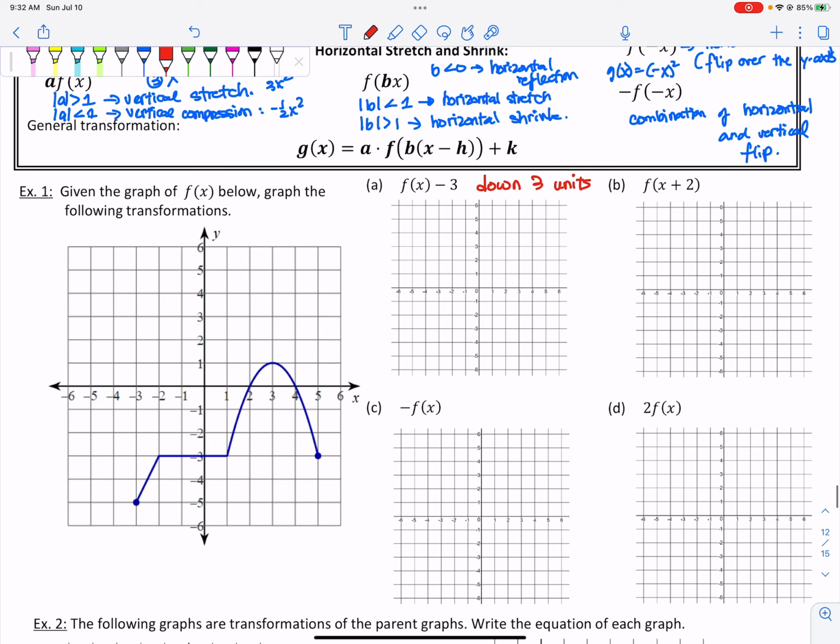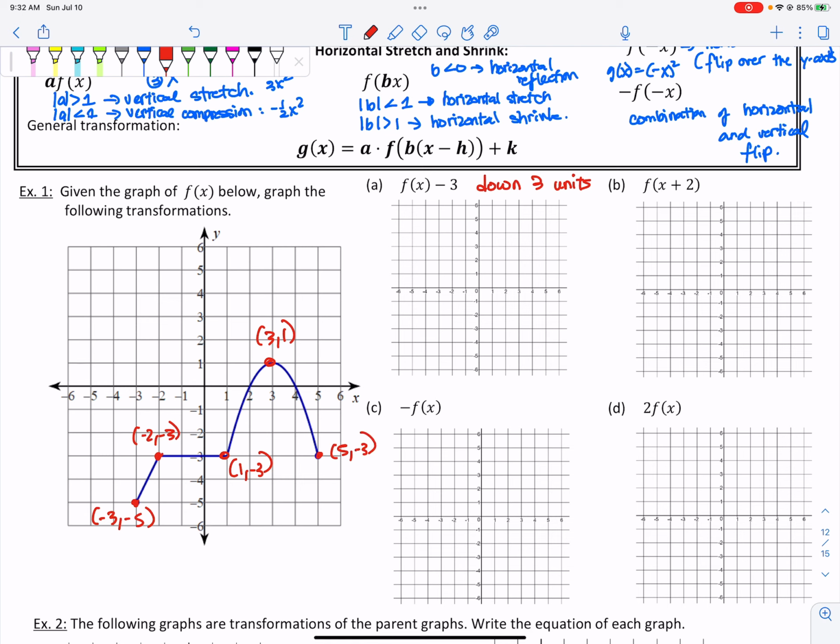So what I'm going to do is take some of these key points here, and then move everything down. When we move everything down, I'm going to label these points: (-3, -5), (-2, -3), (1, -3), (3, 1), (5, -3). I'm going to take all these points and move them down.